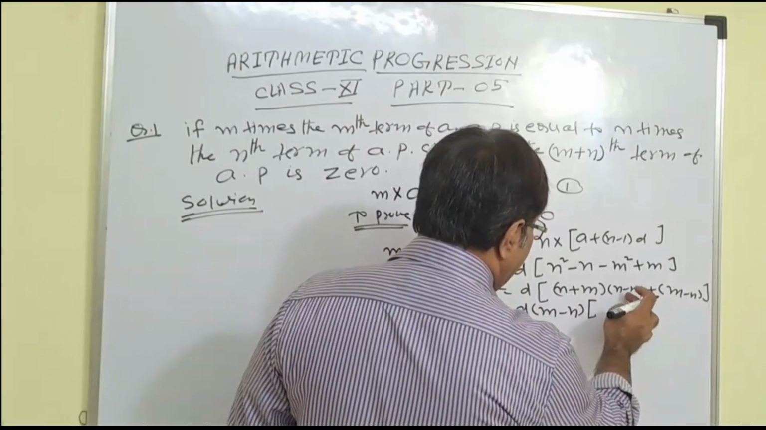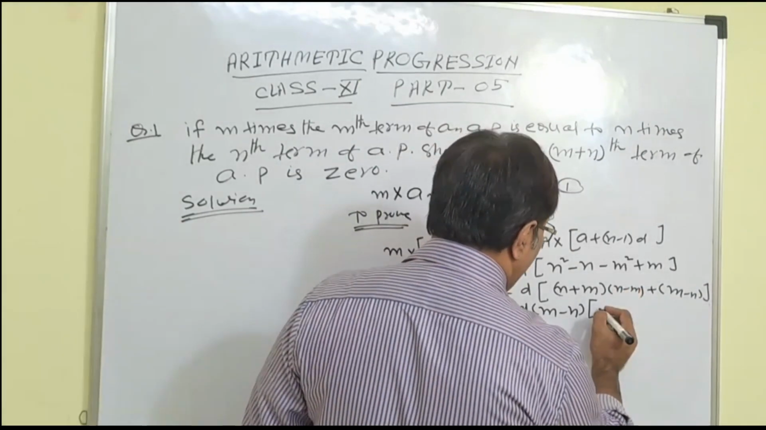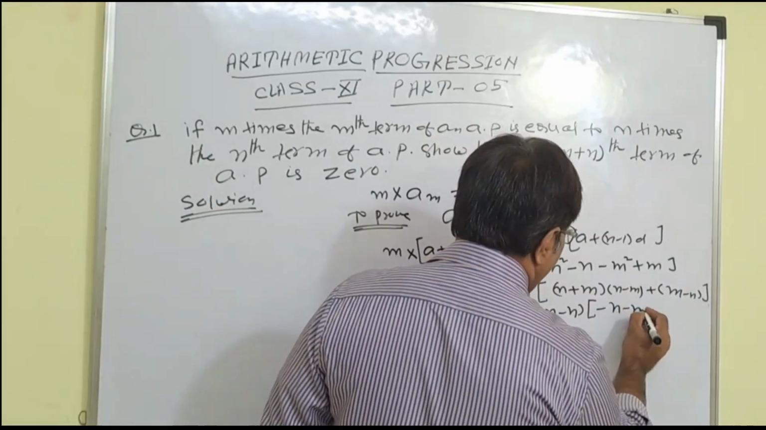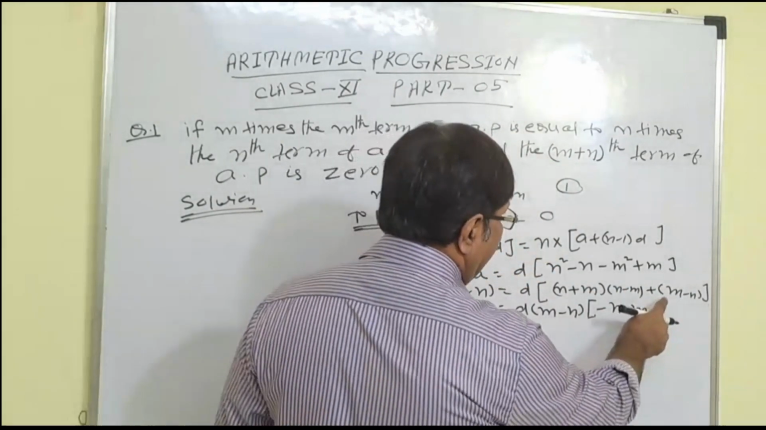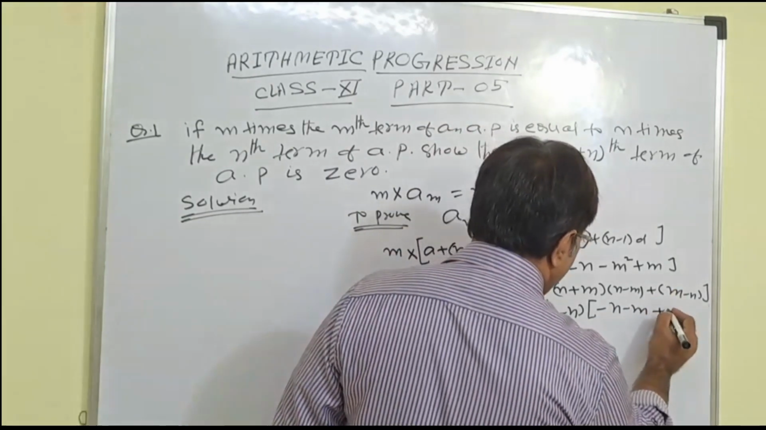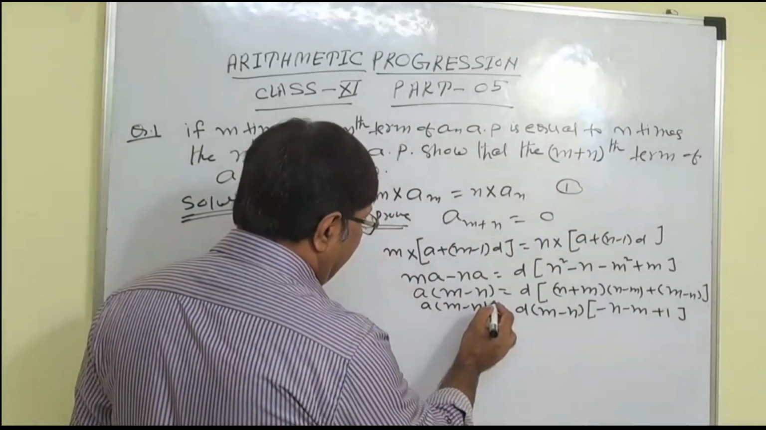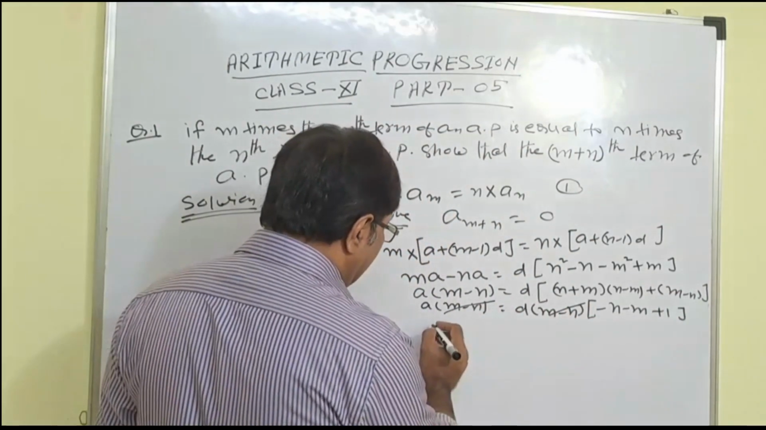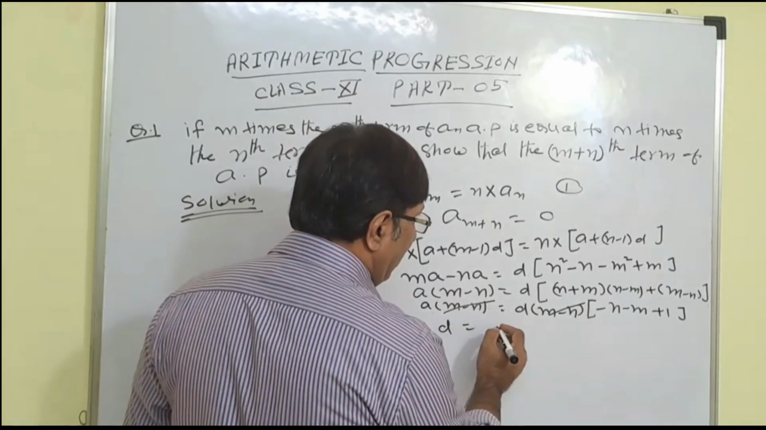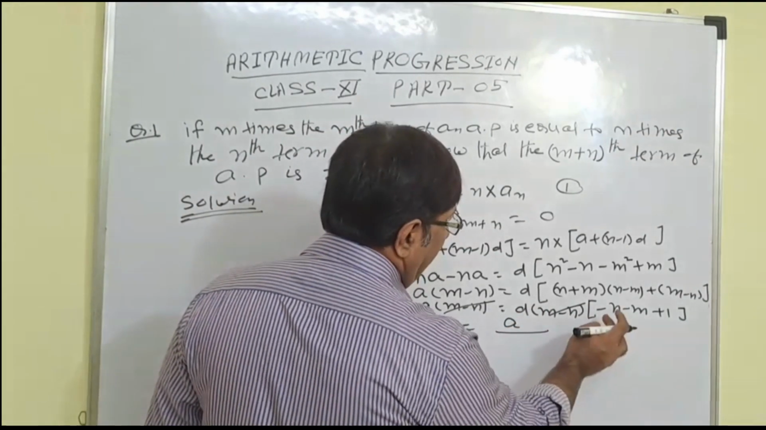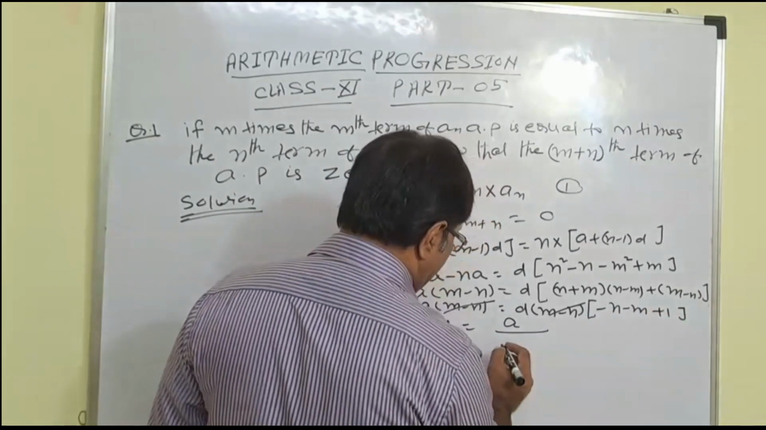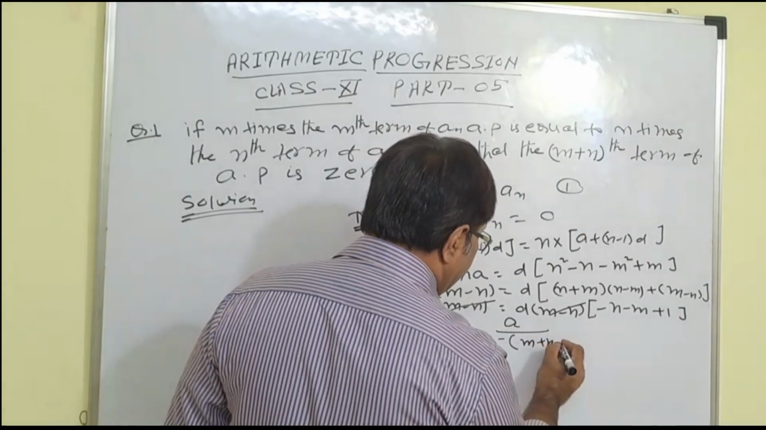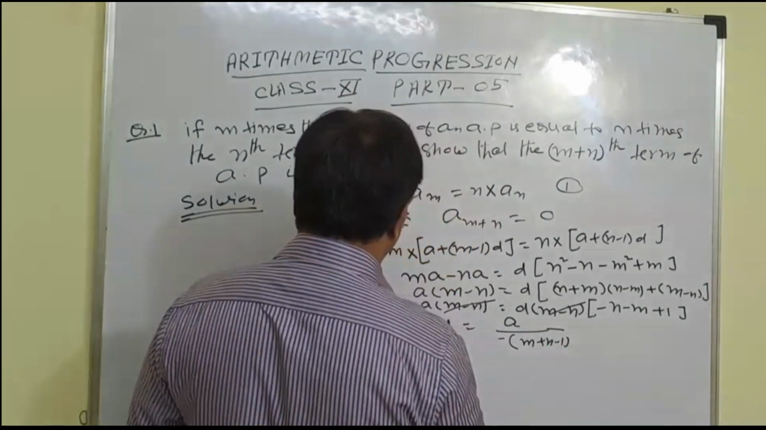So with m minus n common, here we will get minus of n plus m, so minus n and minus n. And here that is plus m minus 1, so this is plus 1. So this m minus n and this m minus n cancel out. So we will get d equal to a upon minus n plus 1. If we take minus common, we will get m plus n minus 1. Right? This is the value of d.